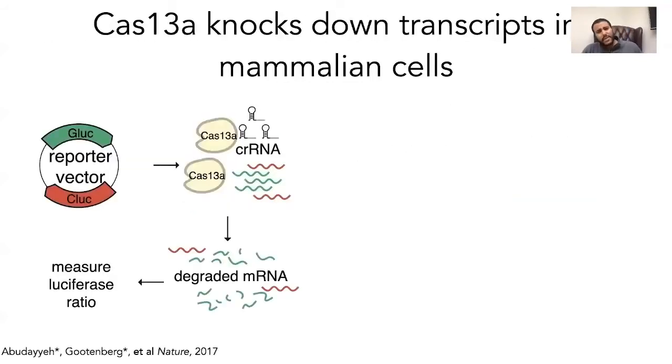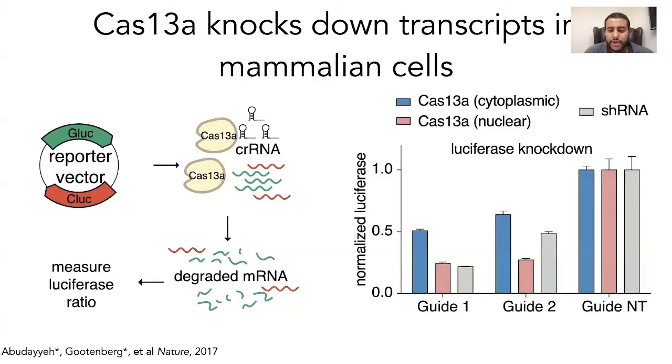Now, to briefly touch on knockdown, a lot of these Cas13 enzymes can be reconstituted inside cells to target RNAs, and you can target them towards reporter transcripts like GLUC and show that we can get knockdown up to 75% or so.